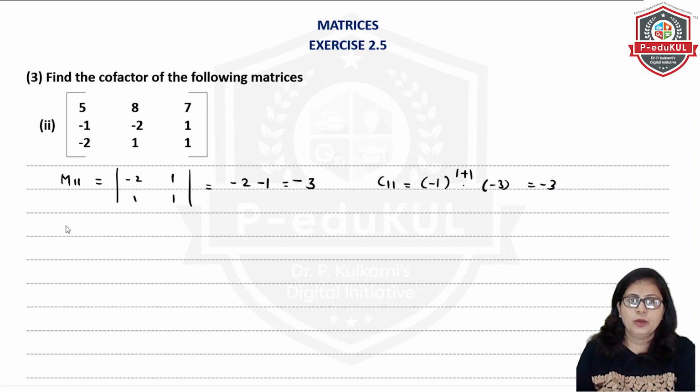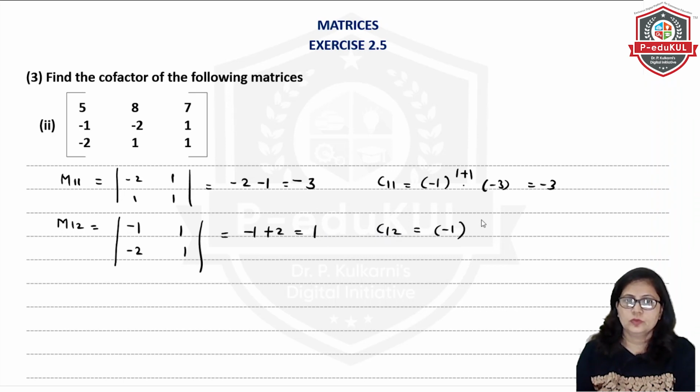Okay. Now M12. M12 will be what now? I am going to neglect this row and this column. So this will be minus 1, 1, minus 2, 1. So this will be plus 1. So this will be minus 1.